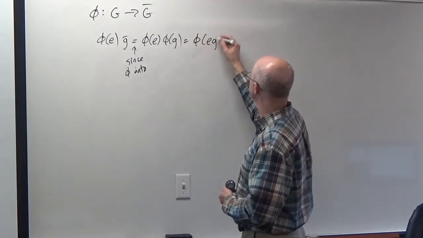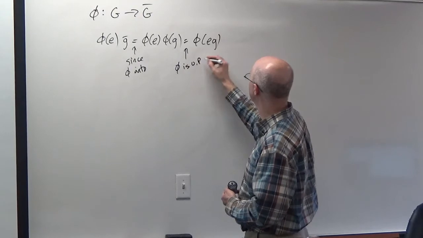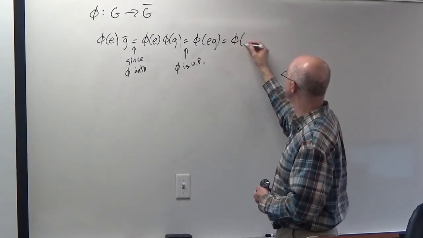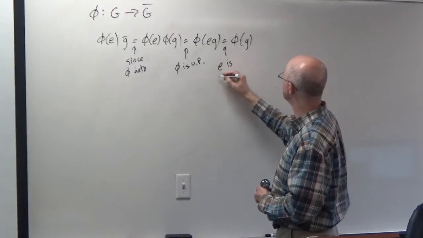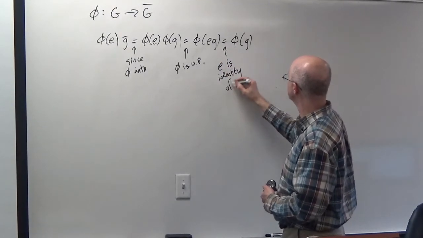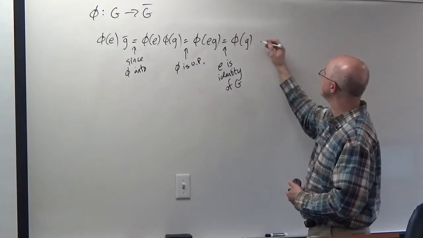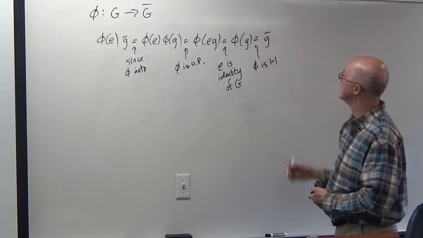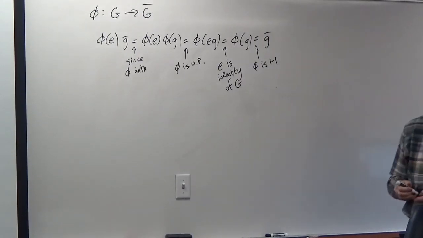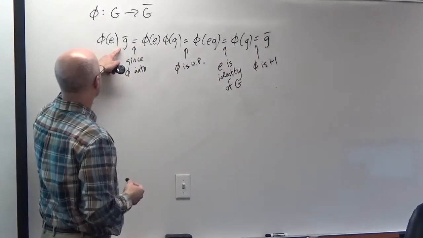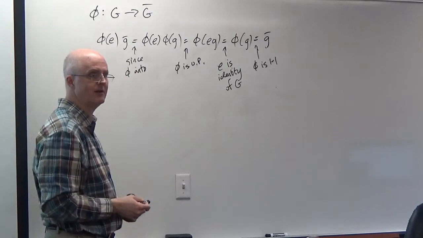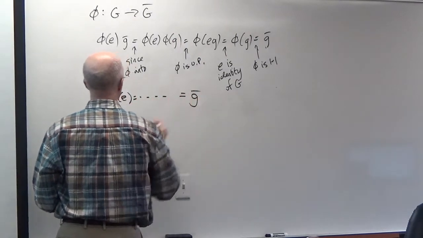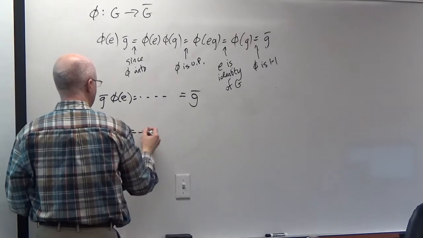Since phi is operation preserving, phi is OP, operation preserving, we can say this is true. Since E is the identity of G, I can say this is true. E is the identity of G. And now since phi is one-to-one, this is the same as G bar. And that does it. I've shown that an arbitrary element of G bar multiplied by phi of E is equal to G bar. You can verify it the other direction around as well. Therefore, phi of E is the identity of G bar, call it E bar.